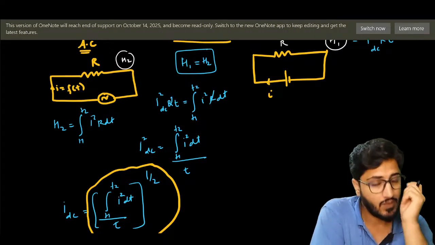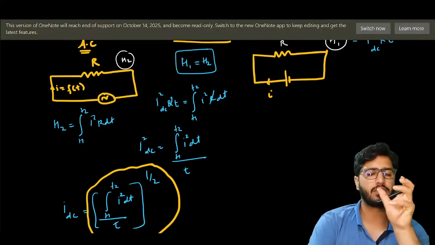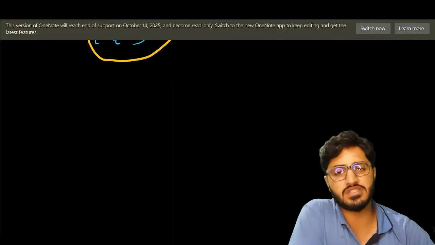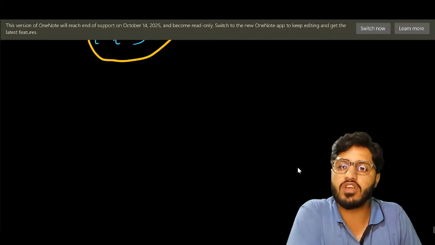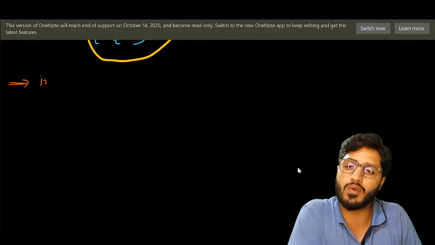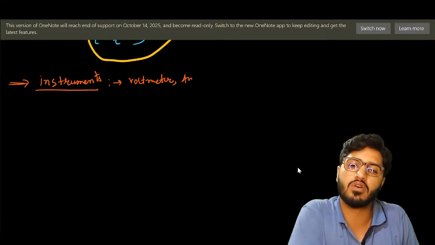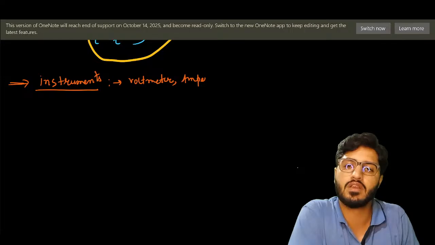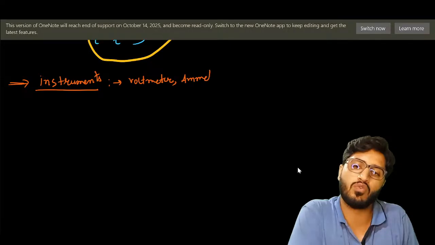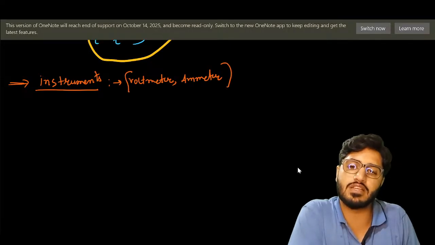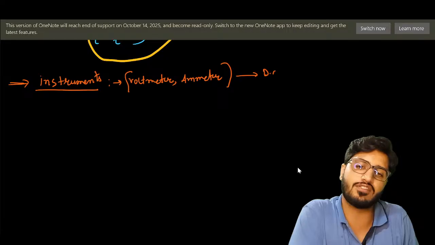Same. And one more problem is there. Now, I will give a little bit of a hint. When we were dealing with instruments back in the earlier chapters, we used a voltmeter, a galvanometer, an ammeter. But these instruments are purely designed for DC current.